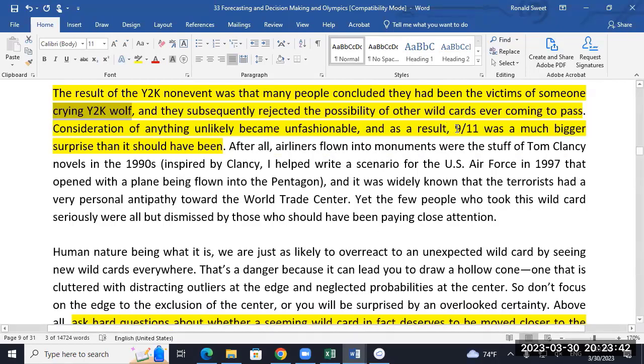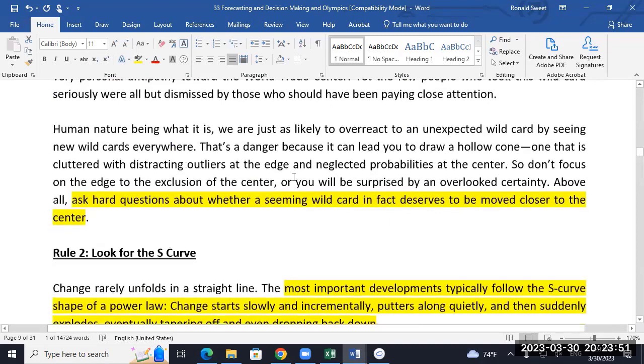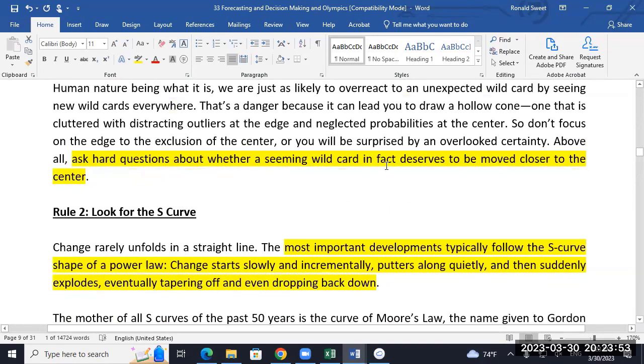But then 9/11 happened. No one was talking about it, and yet the Twin Towers had been attacked just a few years earlier. So it's not like it was a complete shock. Ask hard questions about whether a seeming wild card, in fact, deserves to be much closer to the center.